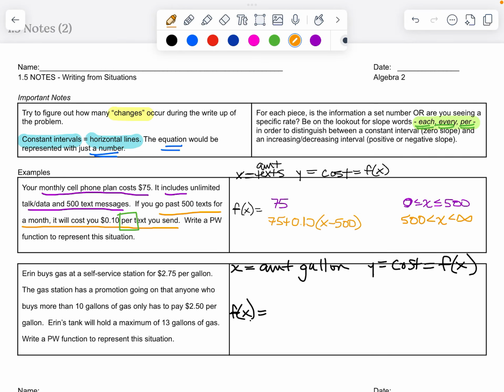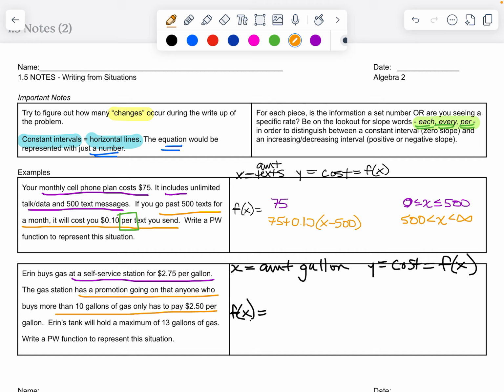All right, 1.5 notes. Continuing on to the second situation. We'll go ahead and read it. Aaron buys gas at a self-service station for $2.75 per gallon. The gas station has a promotion going on that anyone who buys more than 10 gallons of gas has to pay only $2.50 per gallon. Aaron's tank will hold a maximum of 13 gallons of gas.